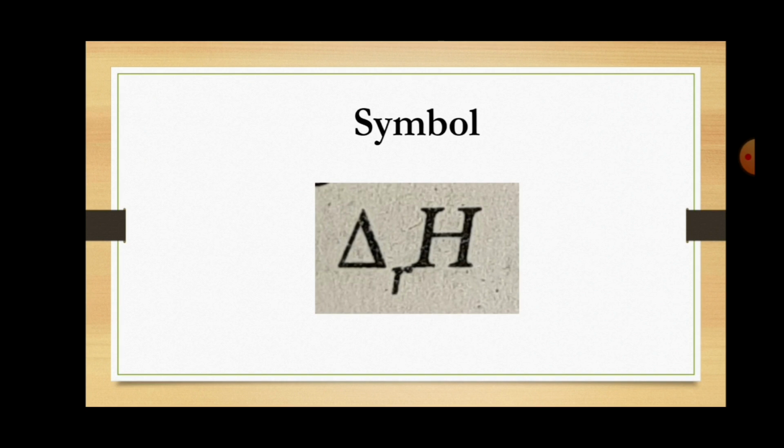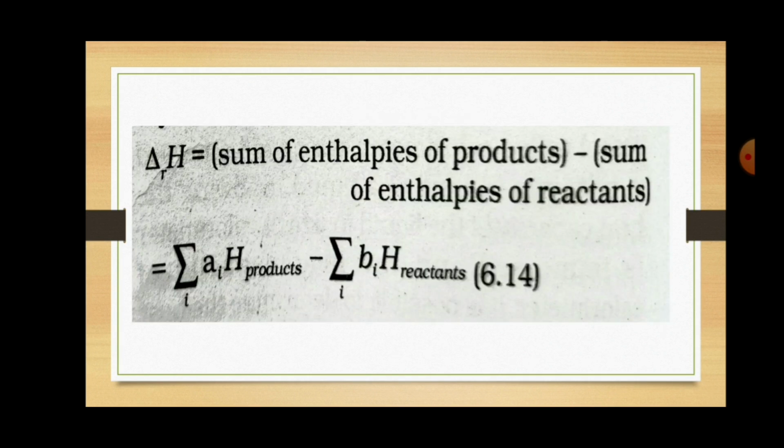Delta means a change, and H, you know, is enthalpy. So delta H means a change in enthalpy, and delta rH means the reaction enthalpy. You can find the reaction enthalpy using this formula: add all the enthalpies of the products, then subtract the sum of the enthalpies of the reactants.